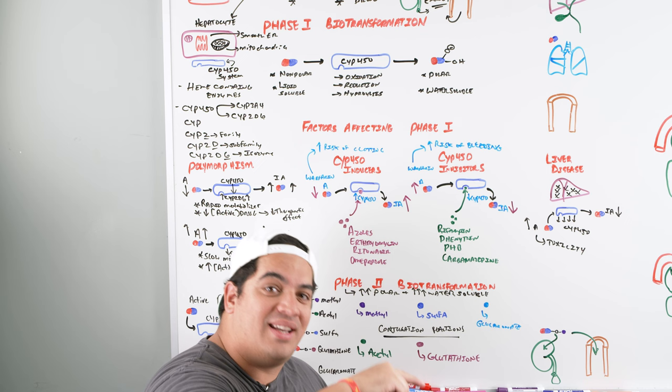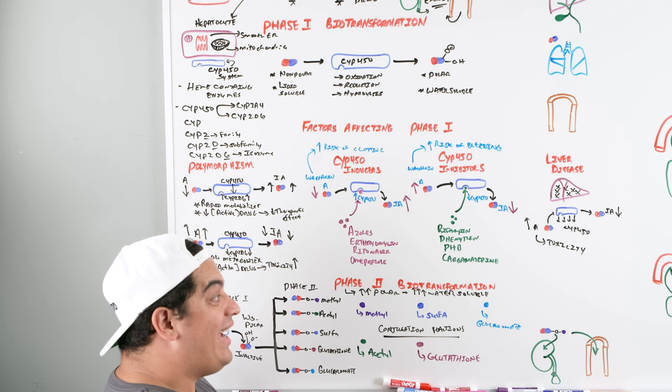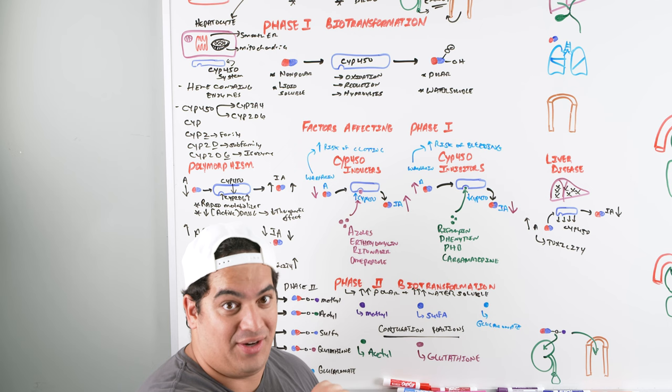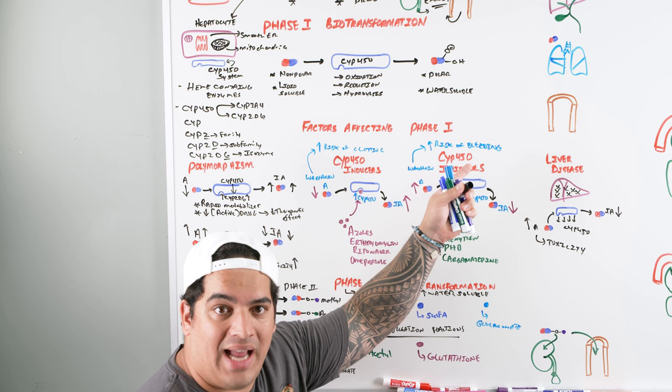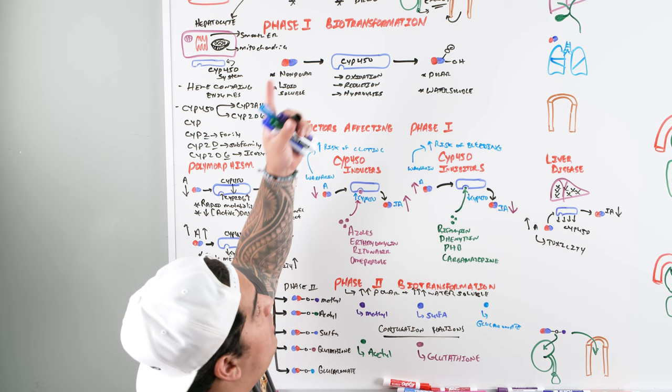Remember, not every drug will go through phase one, then phase two. I could have a drug that goes straight into phase two metabolism and has just the conjugation reactions. I can have drugs that only go through phase one and only go through oxidation, reduction, hydrolysis reactions. Or I can have drugs that go through both of them. So it's important to remember that. All right, my friends, now that we've gone through metabolism, we have to go to the next chapter of pharmacokinetics, which is talking about excretion of the drug.